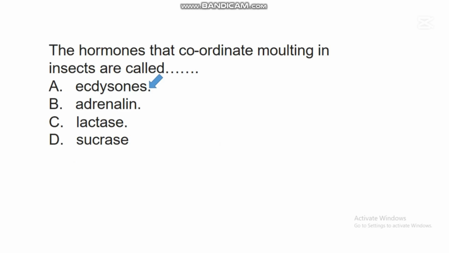These hormones known as ecdysones are hormones that coordinate molting in insects. The more the level of these hormones in insects, the more the molting. The lesser the level of these hormones in insects, the lesser the molting.